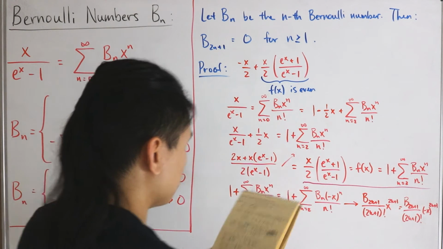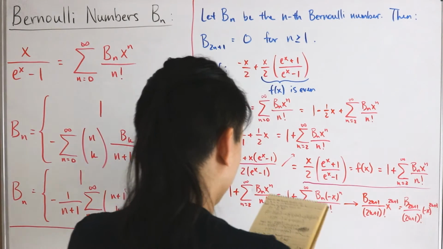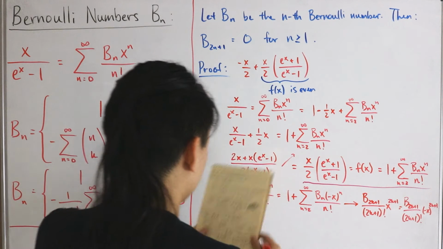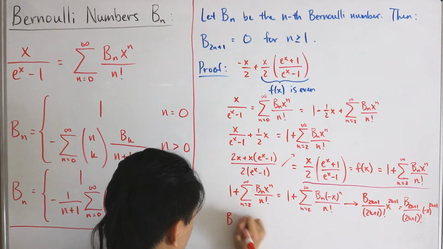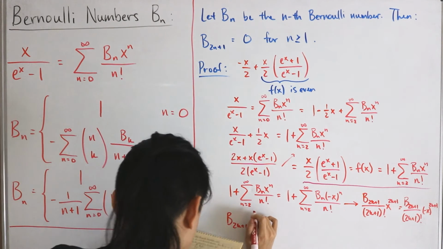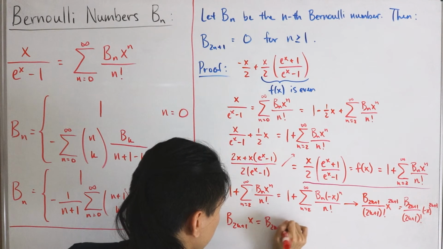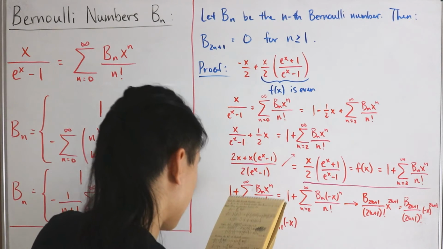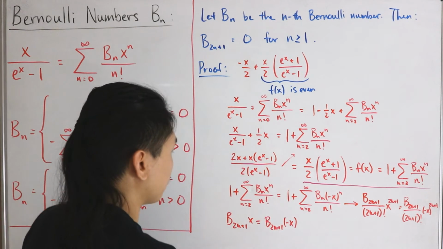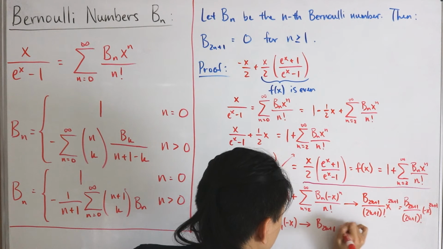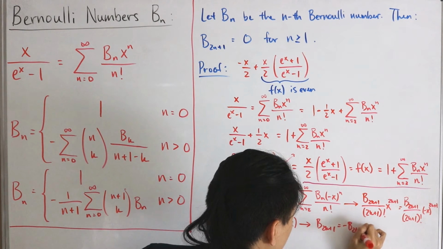Okay, and so to get rid of the factorials, let's just multiply by 2k plus 1 factorial divided by x to the power 2k. That'll leave us with b 2k plus 1 multiplied by x, which is equal to b 2k plus 1 multiplied by negative x. And then let's just divide by x on both sides. So we're just left with b sub 2k plus 1 is equal to negative b 2k plus 1.